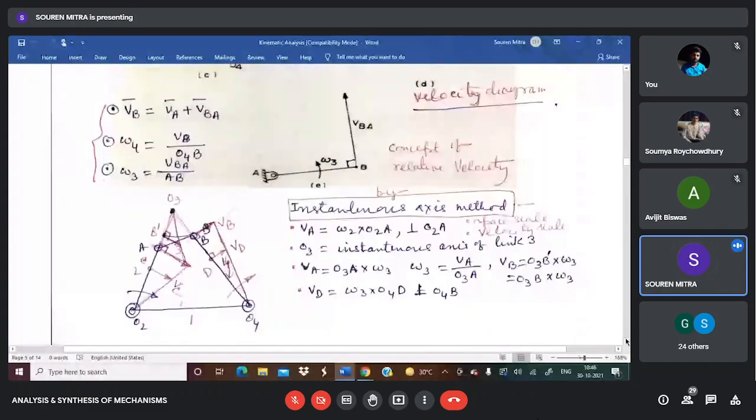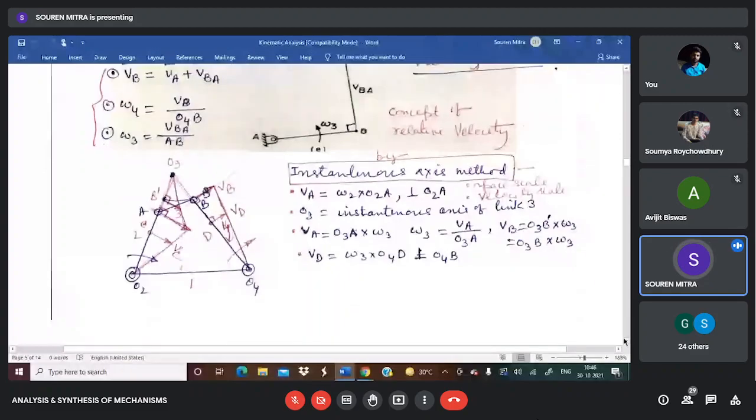Now, same problem. Suppose we use the instantaneous axis method. You will see it becomes easier. What do you have to do? Obviously, you first choose the space scale, velocity scale, and so on. But the entire thing is done on the mechanism itself. So this is the mechanism drawn to scale. This is the input link. First we determine this velocity over here, both magnitude and direction.